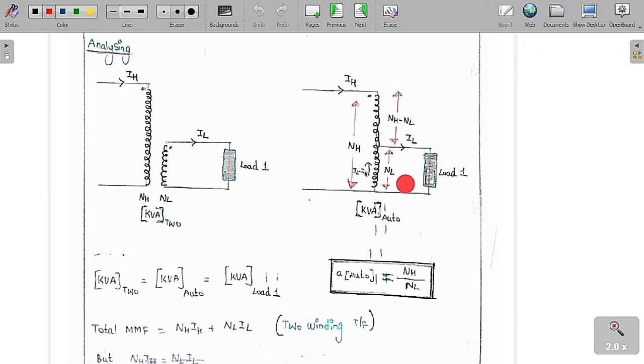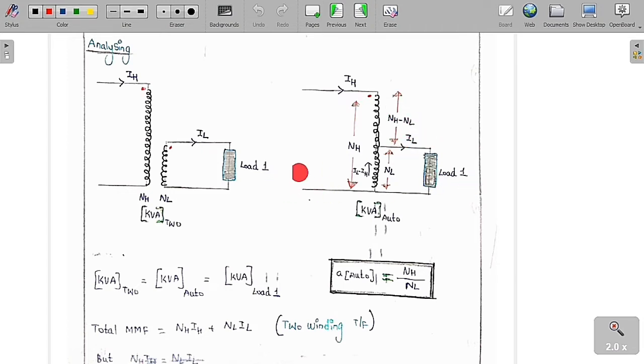of the two-winding transformer. So now this is the number of turns NH and this is the number of turns NL. And if this current is IH and this current is IL, then what is the amount of this current? It is IL minus IH, because by KCL, if you add IH plus IL minus IH, we are going to get IL. If this is NH and this is NL, this will be NH minus NL number of turns.